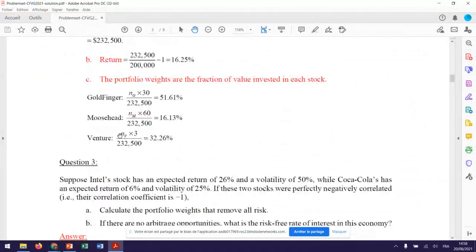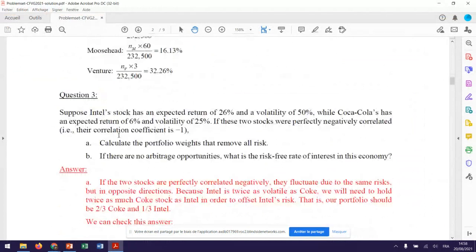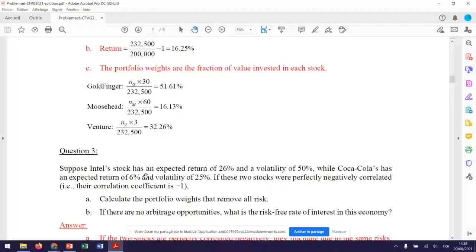On Sunday. So suppose Intel stock has an expected return of 26% and volatility of 50%, while Coca-Cola has an expected return of 6% and volatility of 25%. If these two stocks were perfectly negatively correlated, so it means correlation is -1, calculate the portfolio weight that removes all risk. If there is no arbitrage opportunity, what is the risk-free rate of interest in this economy?